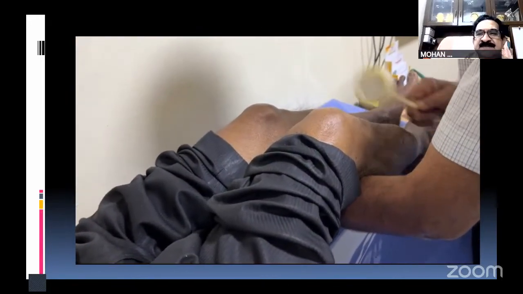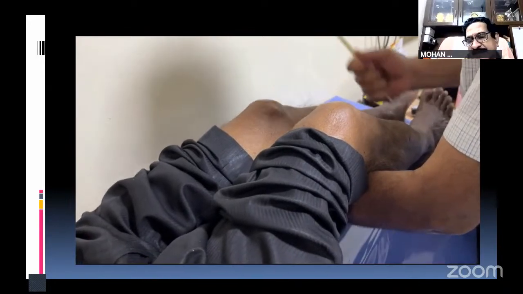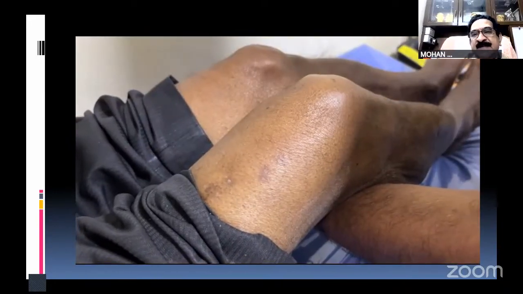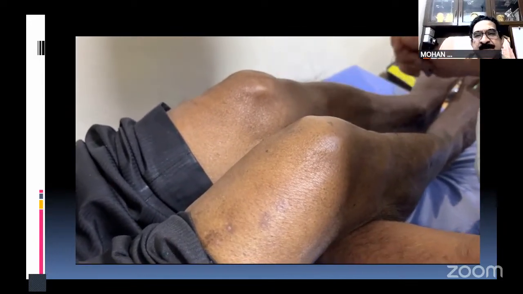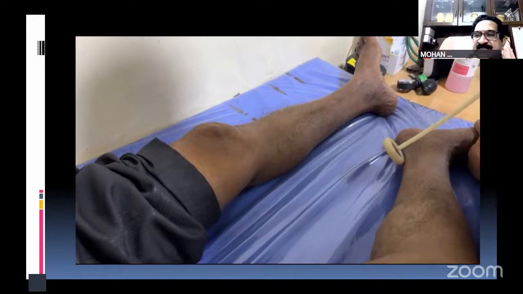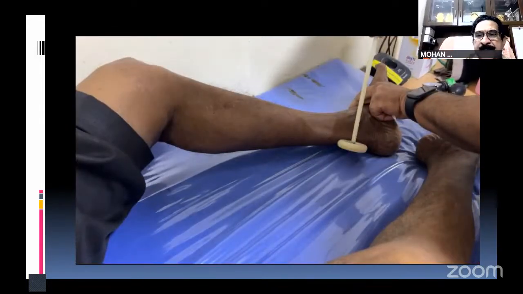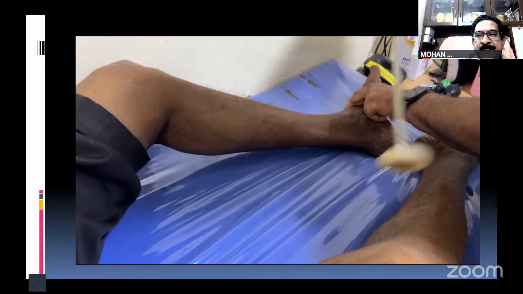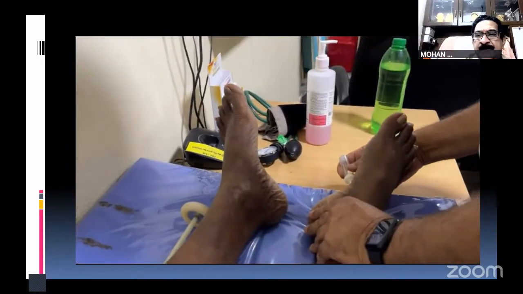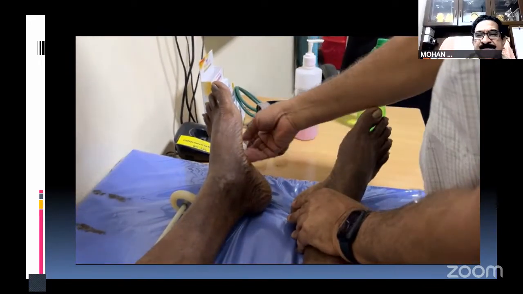Both knee and ankle jerks: knee jerks are just elicitable, not without reinforcement. With reinforcement, I could get a knee jerk. There's a flicker of movement. Ankle jerks were absent. Plantar flexor.